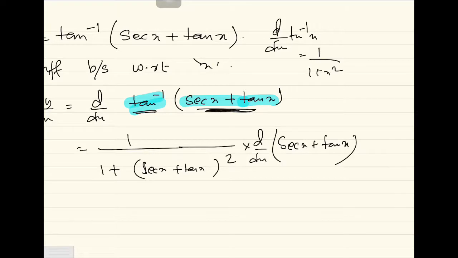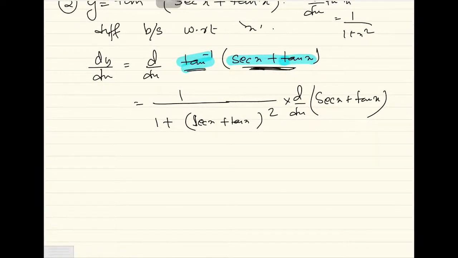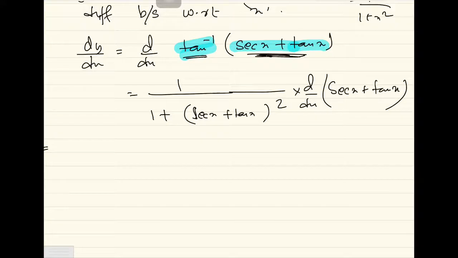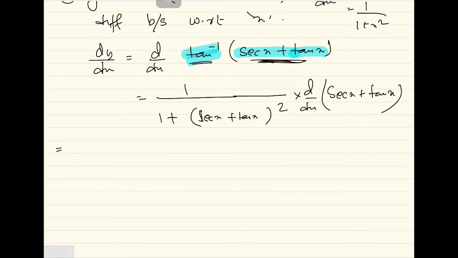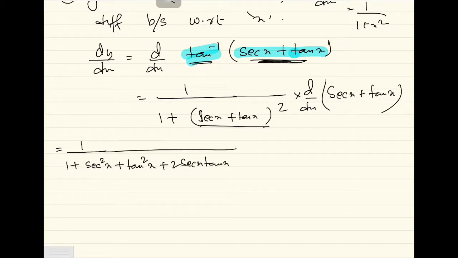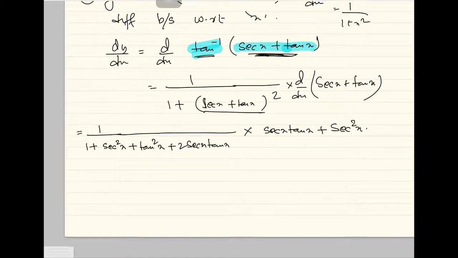Correct, everyone? Okay, now let me do it here. Let me write a little small. So what do you get? I get 1 divided by 1 plus, let's expand this, it will be a square, sec square x, plus tan square x, plus 2 sec x tan x. Correct, everyone? Okay, d/dx of sec x is sec x tan x, and d/dx of tan x is sec square x. Correct? Okay, great.